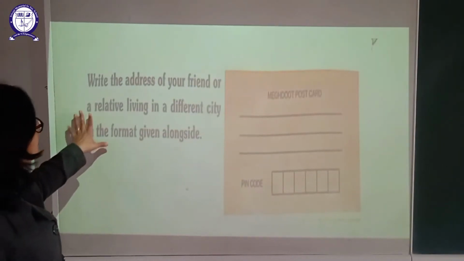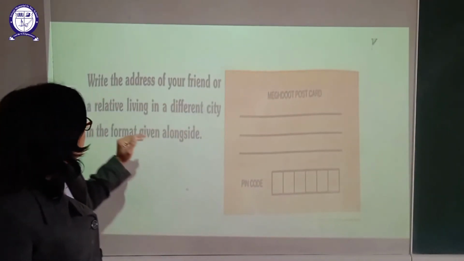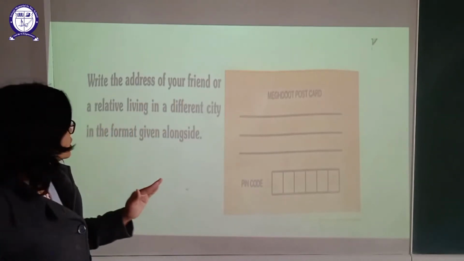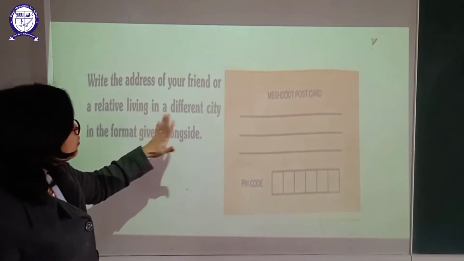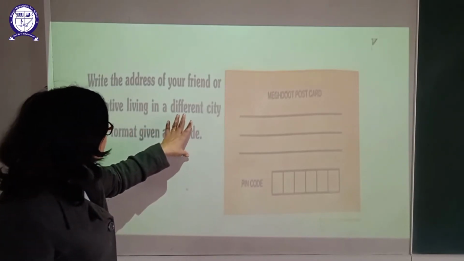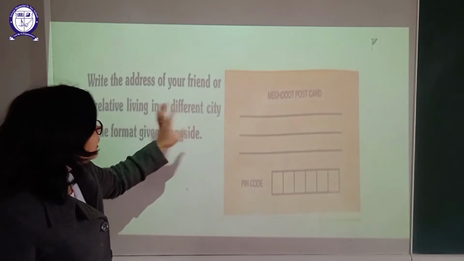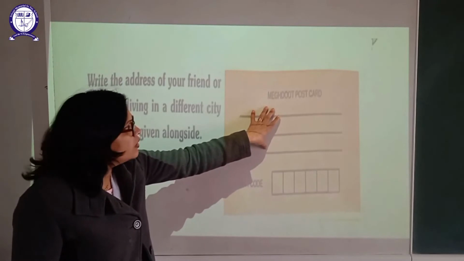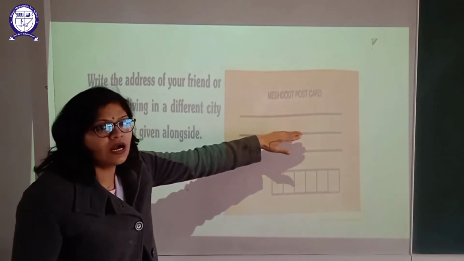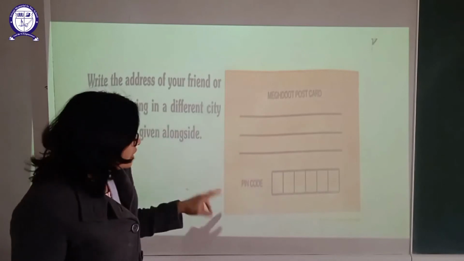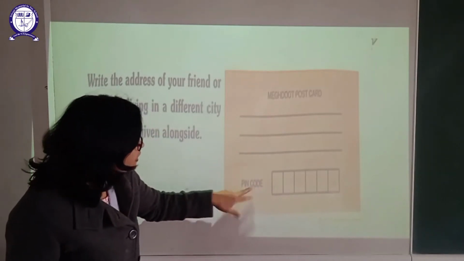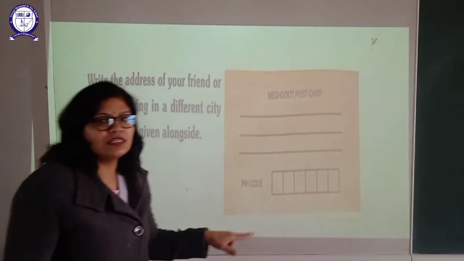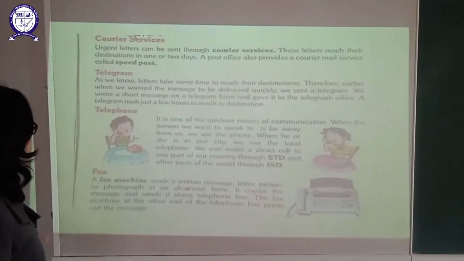Now let's see, when we have to write a letter to our friend or our relative in a different city, what precautions should we take? Let's see. Here we have to write the proper address, meaning where we have to send the letter, name with address. And here you can see this is the pin code. This is a 6-digit pin code. Every city has a different pin code.